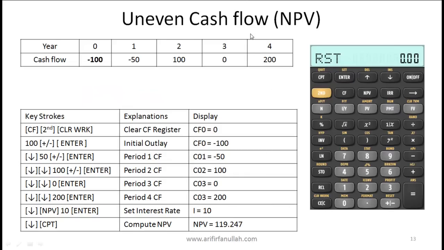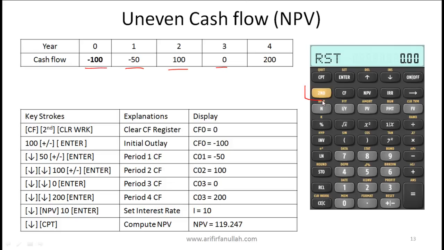Okay, what if we have uneven cash flows? So take this example where your cash flow at time 0 is minus 100, and then at time 1 is minus 50, then 100 at time 2, and then at the end of year 3, 0, and year 4 is 200. Actually this is like a timeline. So all these are end of period payments, and these are cash inflows. End of period 0 is the beginning of period 1. So this is the start of a project. Let's see how we will enter this data.